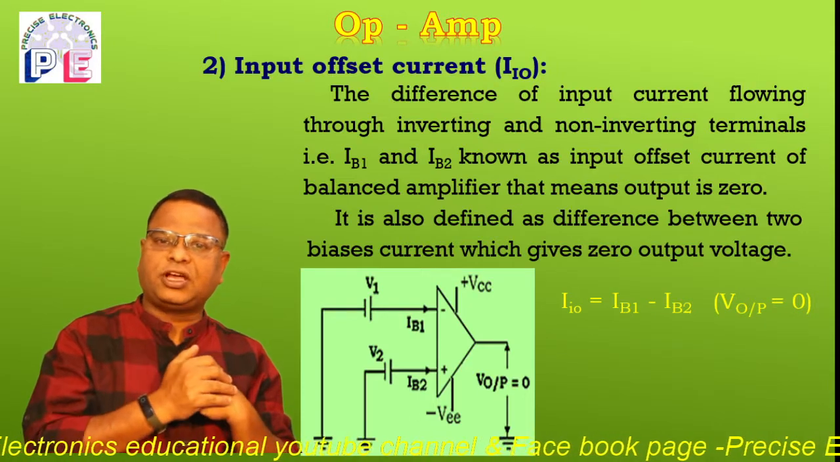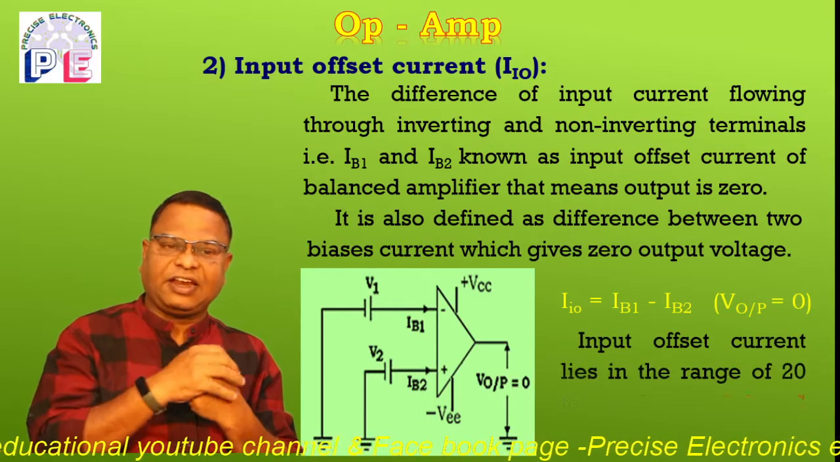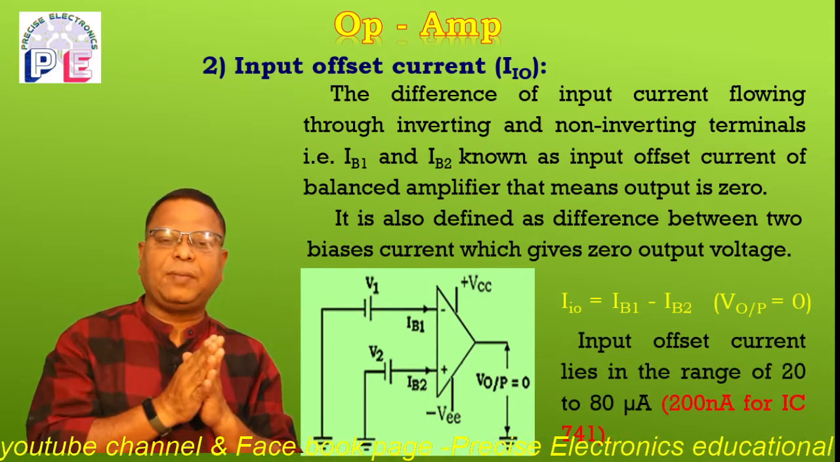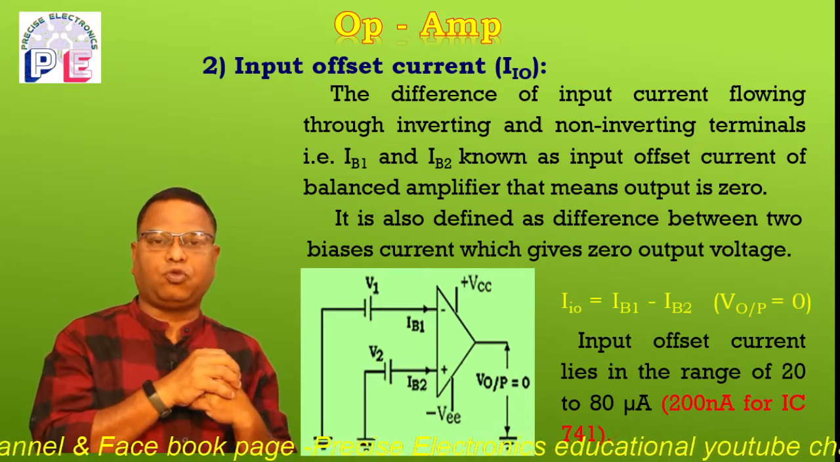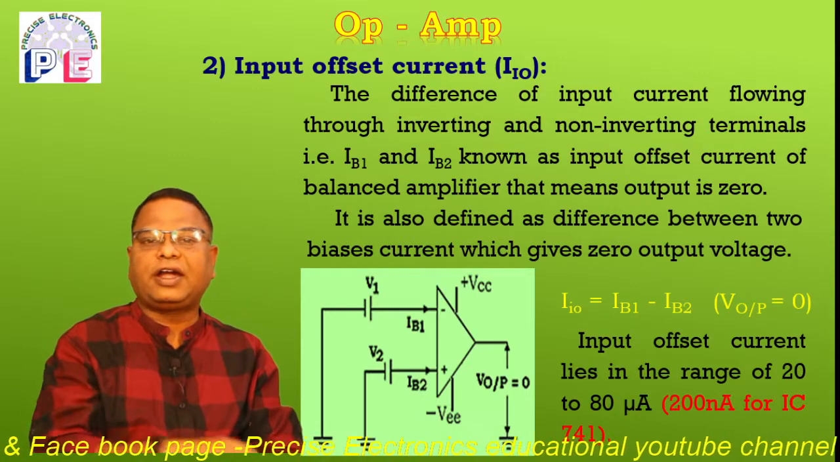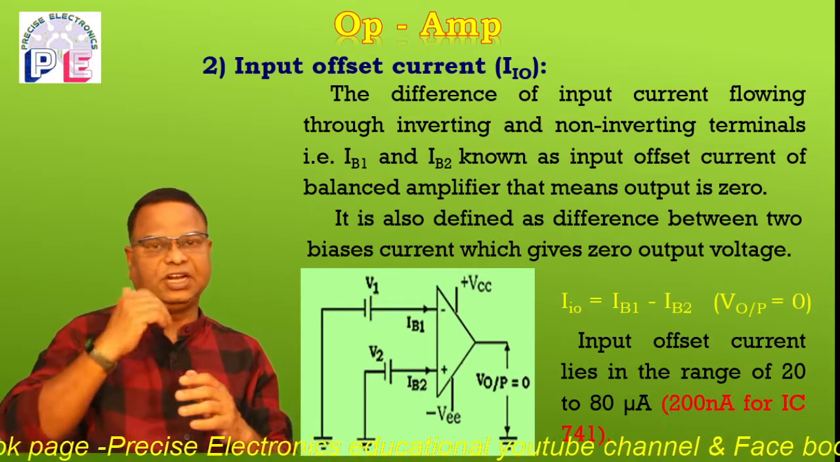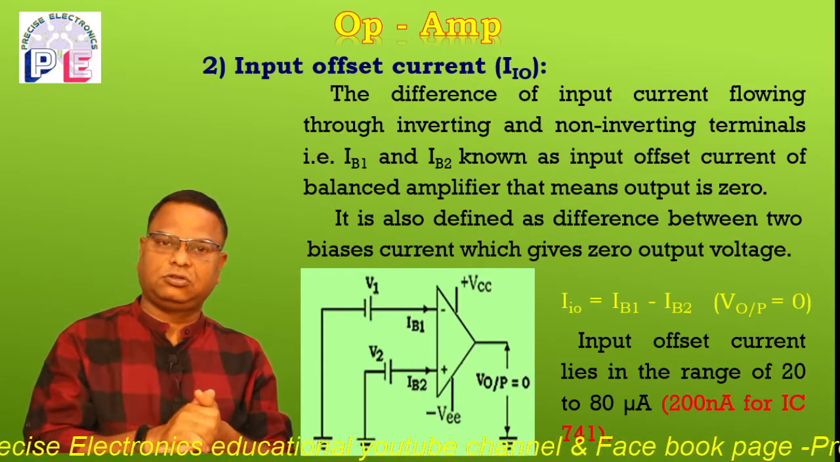Friends, the input offset current is also very low and lies in the range of 20 to 80 microampere for a general op-amp, but in the case of IC741 it is 200 nanoampere. That is the second parameter, input offset current.